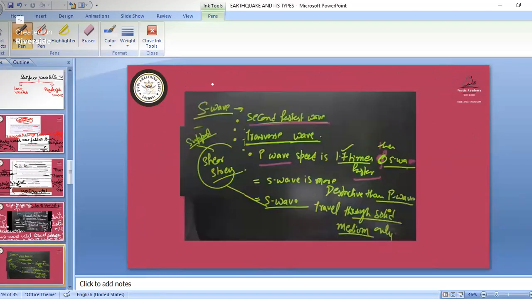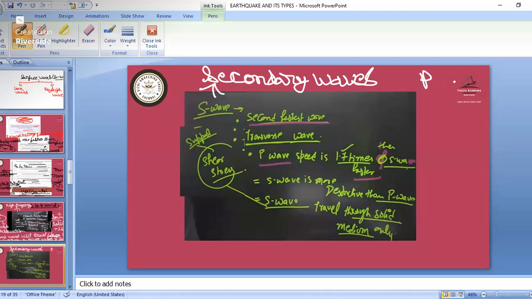Then we have the S waves. We also call them the secondary waves. In this, the fastest wave is the P, primary wave. Then the second fastest wave is the secondary wave, that is the S wave. This S wave is a transverse wave. Transverse wave means crest and trough formation will happen, guys. It will be traveling in this type of direction.